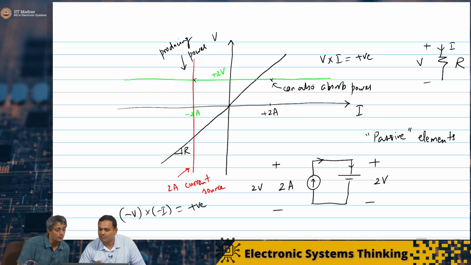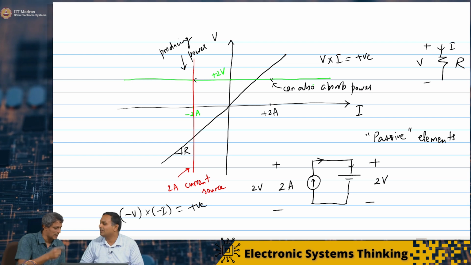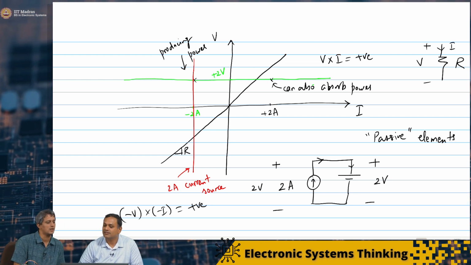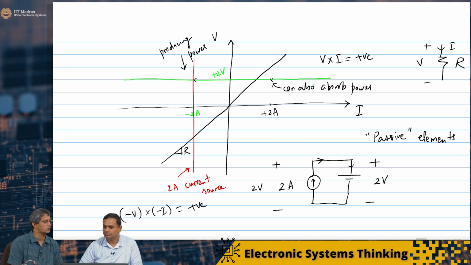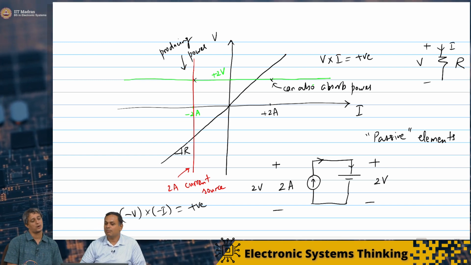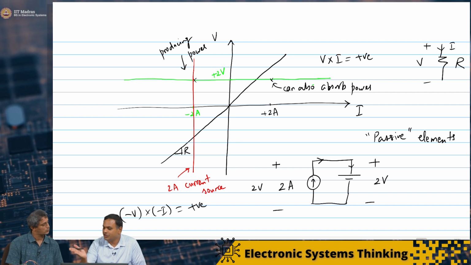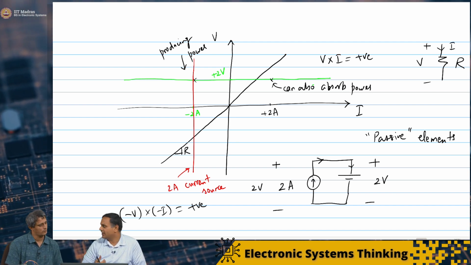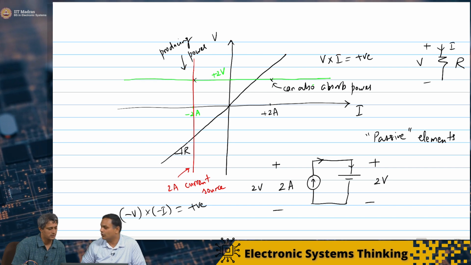Sorry, no, minus 2 amps. This is the minus 2 ampere current source. Exactly. And that is also operating in the second quadrant. That is correct. By our convention, it is pushing out a current of 2 amperes, and pulling in a current of minus 2 amperes, which is why we are drawing it in this way.